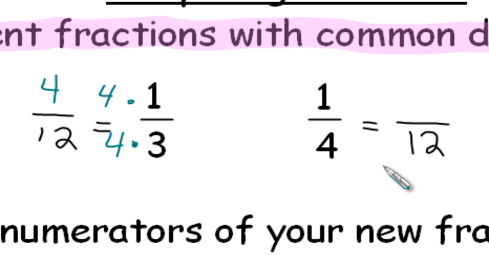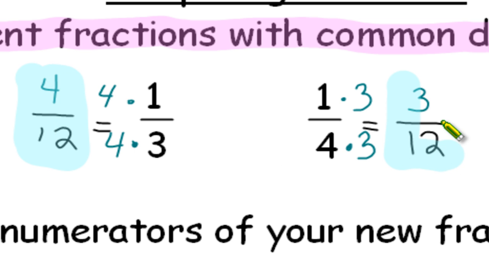Over here, we still need 12 in our denominator, but how does 4 become 12? Victoria? Yeah, we have to multiply this one by 3. Whatever you do to your denominator, you have to do to your numerator. And we get 3 over 12. So now we have to look at our equivalent fractions that we just made, and we can compare these. Which one's bigger?